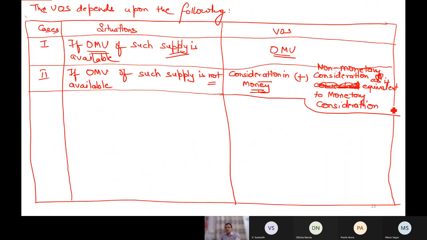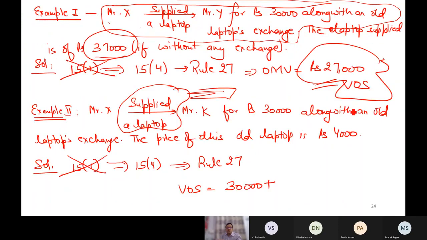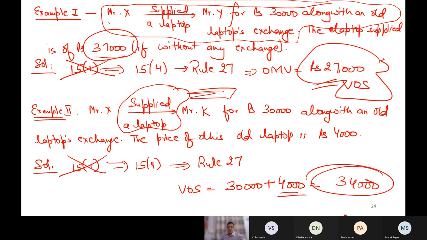Convert non-monetary consideration into monetary, and there is no special formula needed. Just convert it logically. I exchange it for a laptop, and this old laptop price is 4,000. So technically, I can say that this is the equivalent monetary value. 34,000 is the value of supply. Please raise your hand if the concept is clear.